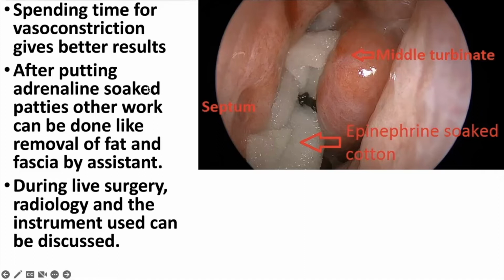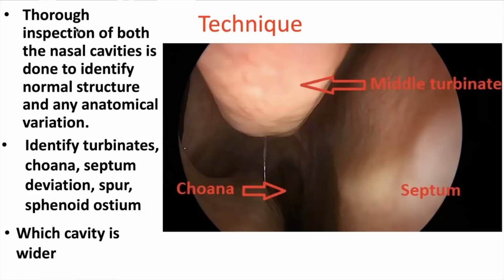After putting the adrenaline soaked patty, one should do some other work so that sufficient time is spent for vasoconstriction. Like you can take fat from the abdomen or from the thigh, or take fascia lata from there. And if you are doing a live surgery, then you can start explaining the radiology, and the instruments can be discussed in between. Then you should thoroughly inspect both nasal cavities to identify the normal structures and any anatomical variations.